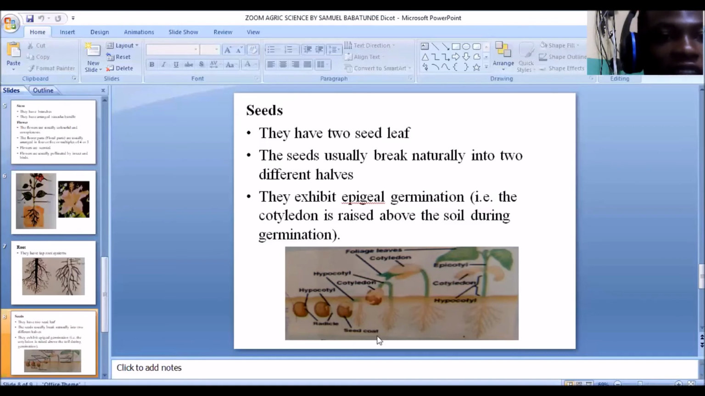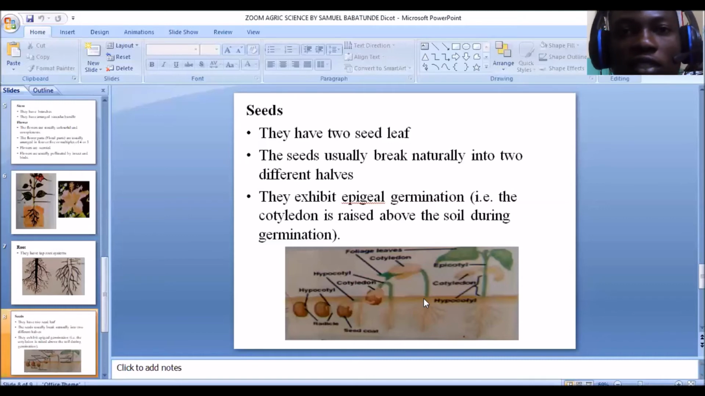Now look at this diagram here. This is the seed when it was planted. Look at the seed, it begins to germinate. Now what happens? This seed has sprouted. You can see the cotyledon up now, and you can see the cotyledon divide. The seed divides into two. These are the two seed leaves, and that's why we call it a dicotyledonous plant. You can see the two cotyledons here as two seed leaves. And look at the cotyledon above the ground. This type is called the epigeal germination because the cotyledon is raised above the ground. It's raised above the soil level during germination.